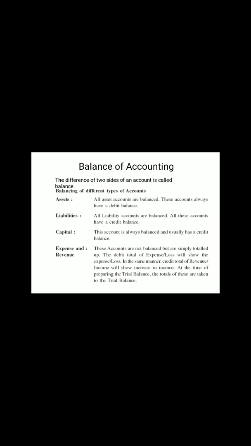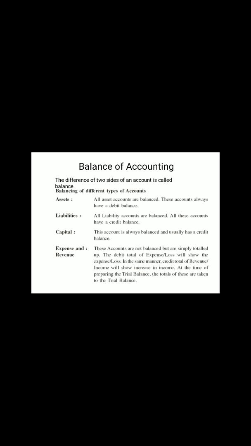Now the balance of accounts. The difference of the two sides of an account is called the balance. First of all, the balance of different types of accounts. Generally, you know, we have the rules of debit and credit. The natures are five: assets, liabilities, capital, expense and revenue. According to the nature of account, assets go to the real account, liabilities and capital go to the personal account, and expense and revenue go to the nominal account.